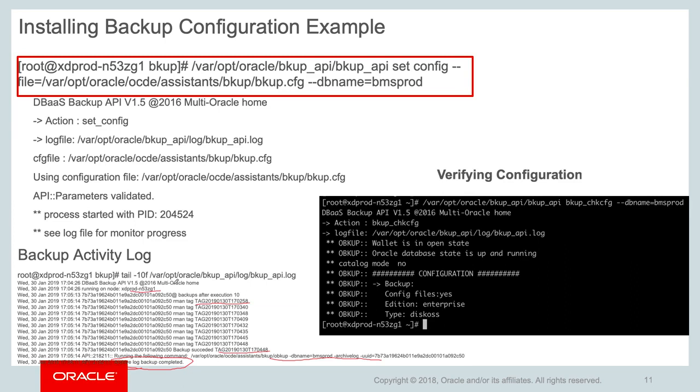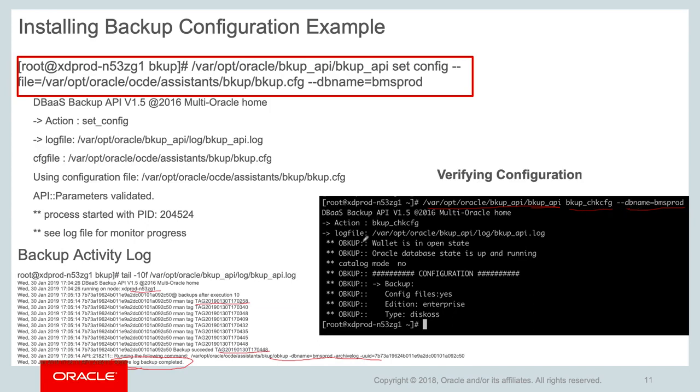Another thing, even before attempting this backup configuration, you might be interested in knowing if there is already a backup set for the database. So how would you be able to know that? Backup API provides the backup check config command as an argument, and you can specify any database name you want to check whether a backup is there or not. In this example, I have logged into the root user, and then I'm specifying this backup API with the backup chk cfg argument, passing the database name in it.